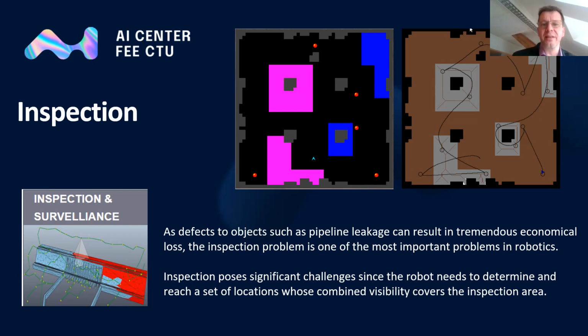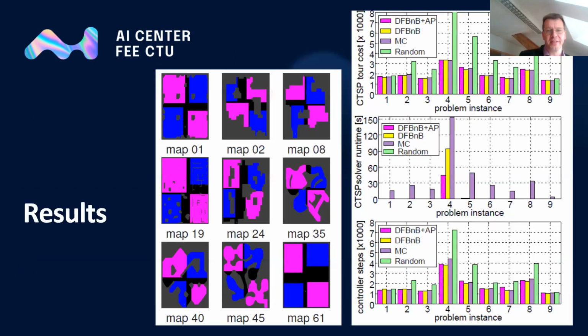And the colors impose that you first have to open and visit one color before entering the next color, which is valid for the solution you see to the right. So it can have tremendous economic loss. And the inspection problem is one of the most important problems in robotics nowadays.